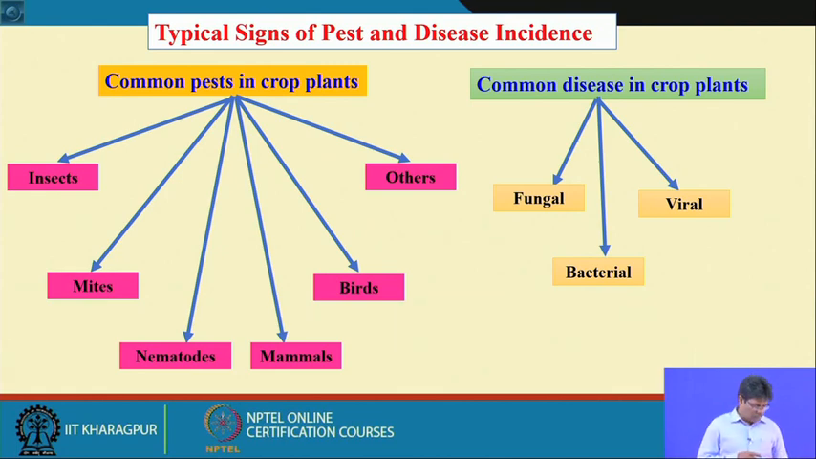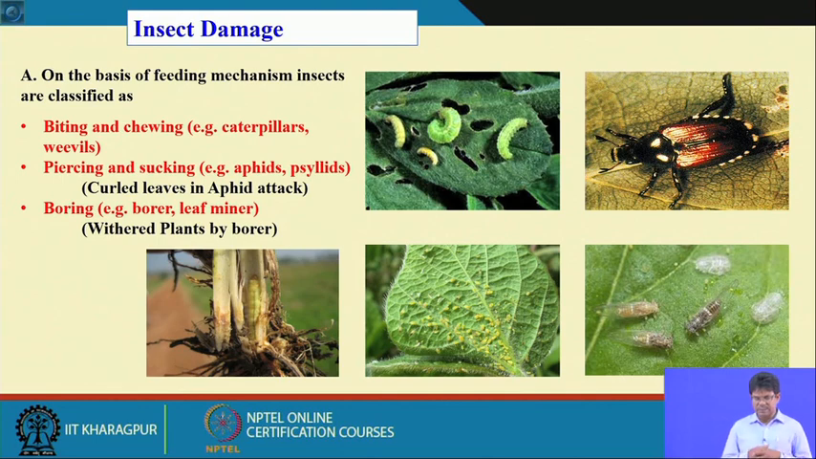If you see the insects, on the basis of their feeding mechanisms, insects are classified as biting or chewing insects, those are the caterpillars and the weevils; and the piercing and sucking insects, the aphids and scales. The boring insects make bores in the leaves, stems and seeds. They are the withered plants or borers.